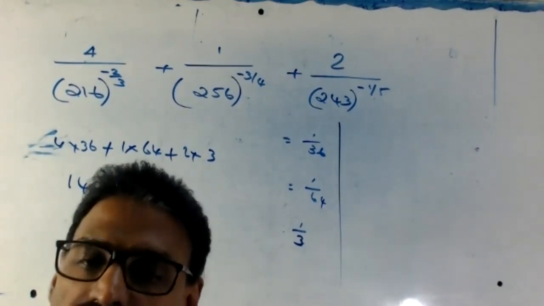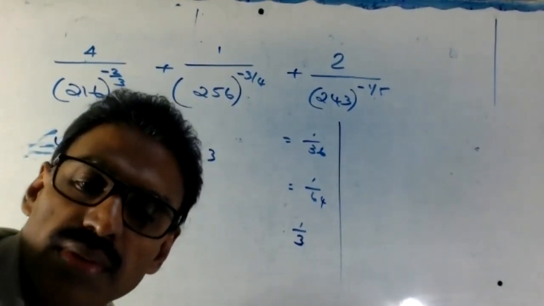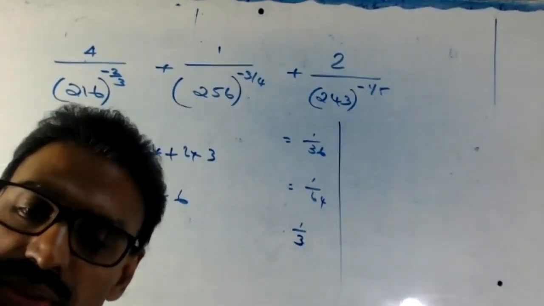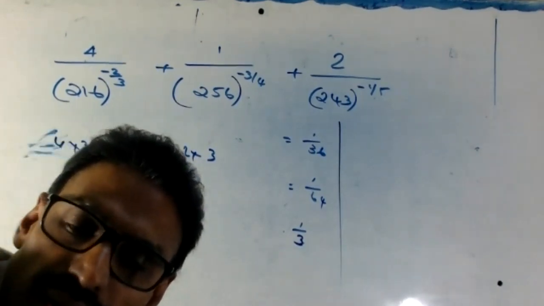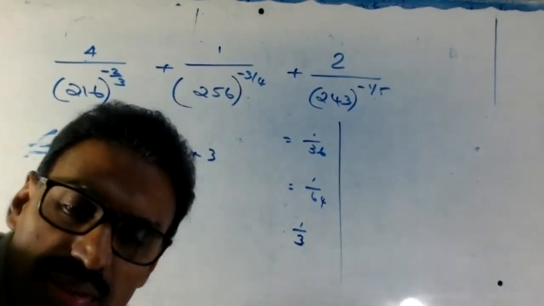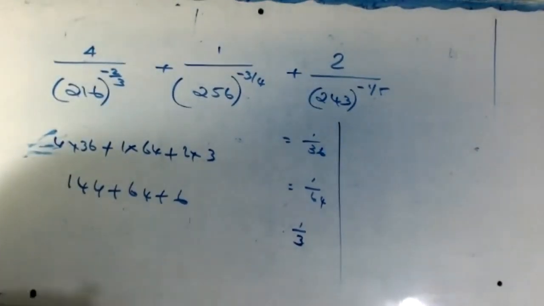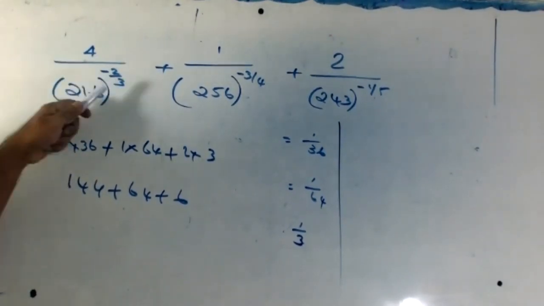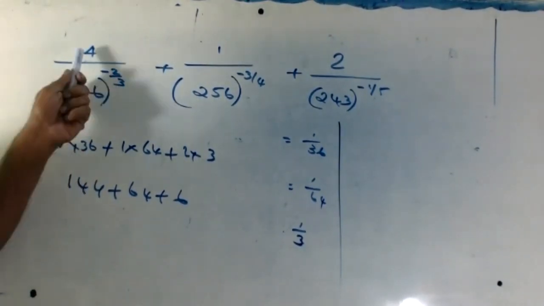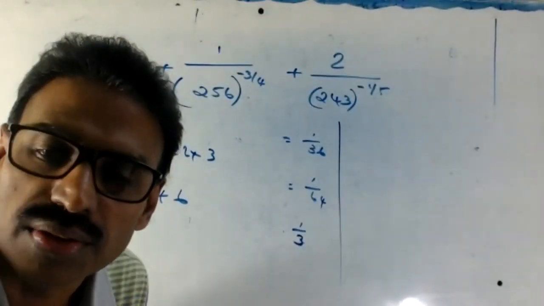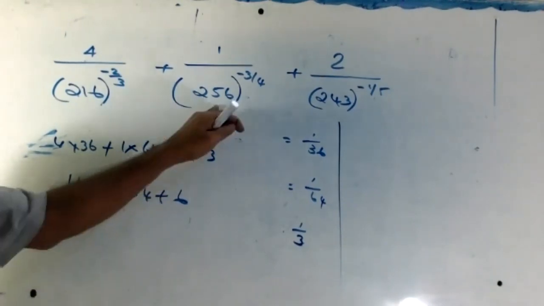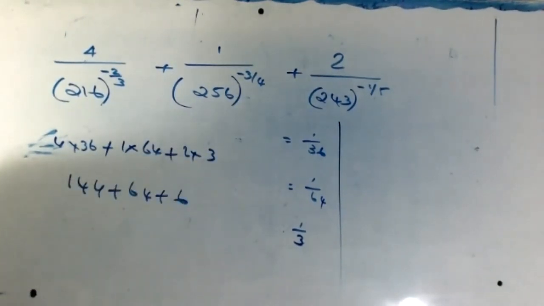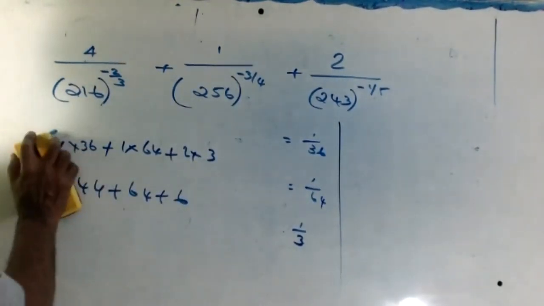What multiplication are you asking? Previously also you asked me this question. Why will we multiply? I didn't understand the question. Because 4 only is there now. 4 divided by this one, 4 into 36. Here 1 divided by this one, so 1 into 64. I don't understand your question.